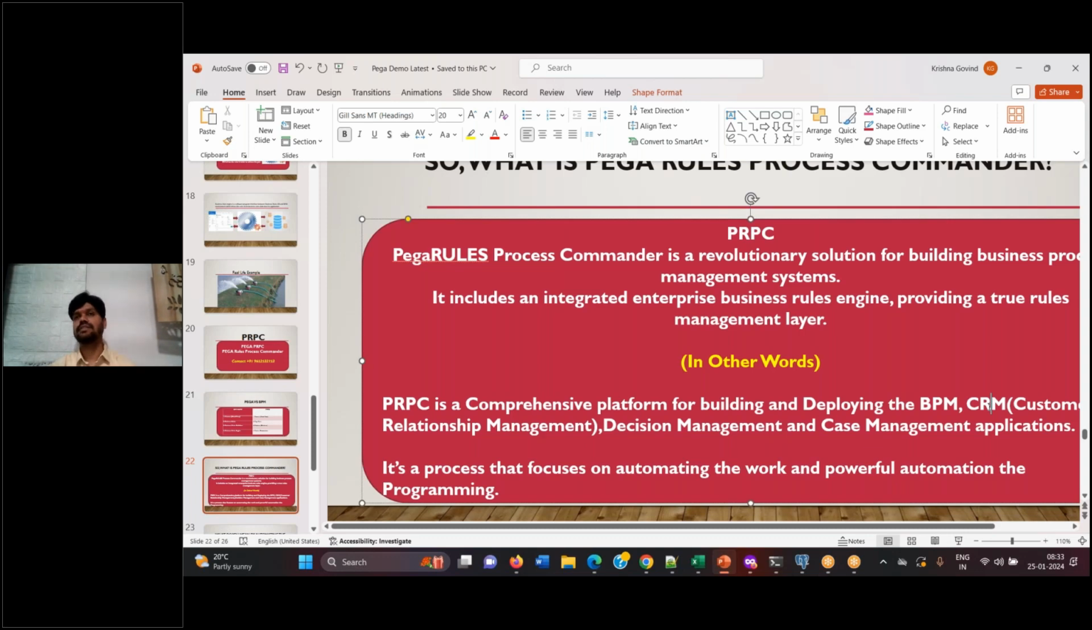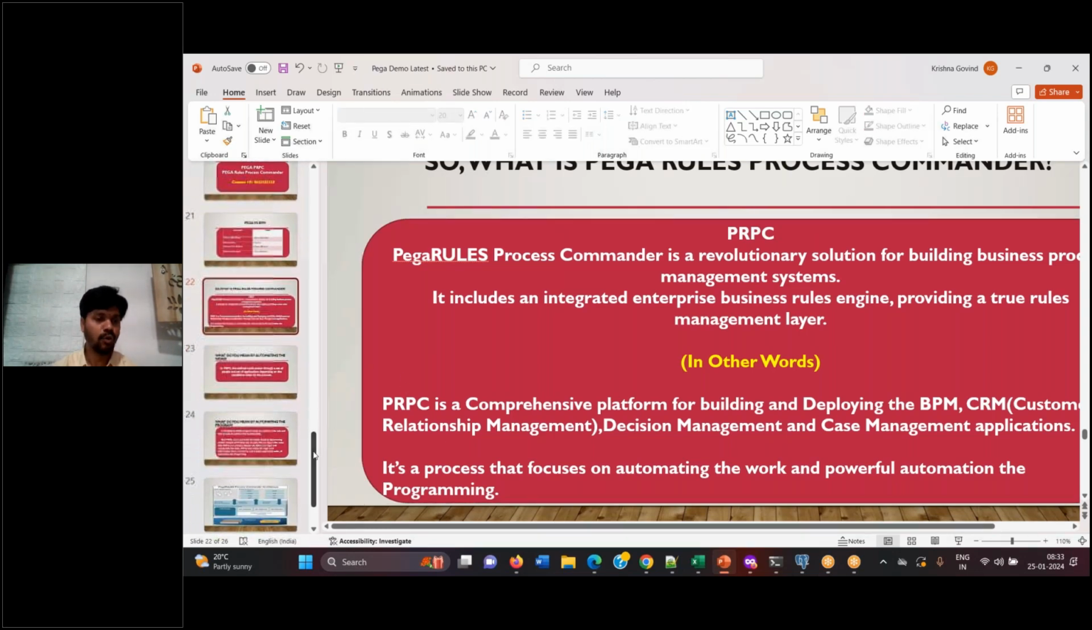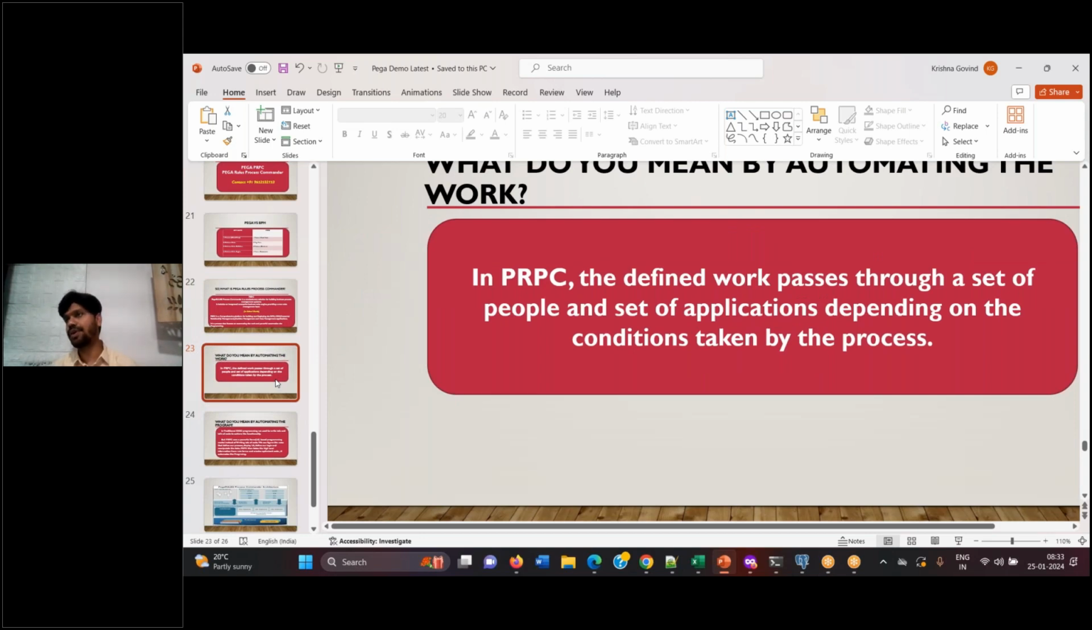So what is the reason? I will tell you. Pega Rules Process Commander is a process that focuses on automation of work and powerful automation of programming. It has two qualities: automating the work can be done using the Pega platform, and automating the program can be done using the Pega platform. First, we will discuss automation of work. You know what is meant by work, right? Usually, who does the work? Human beings do the work. I said automation of work. What does it mean? Who will do the work?